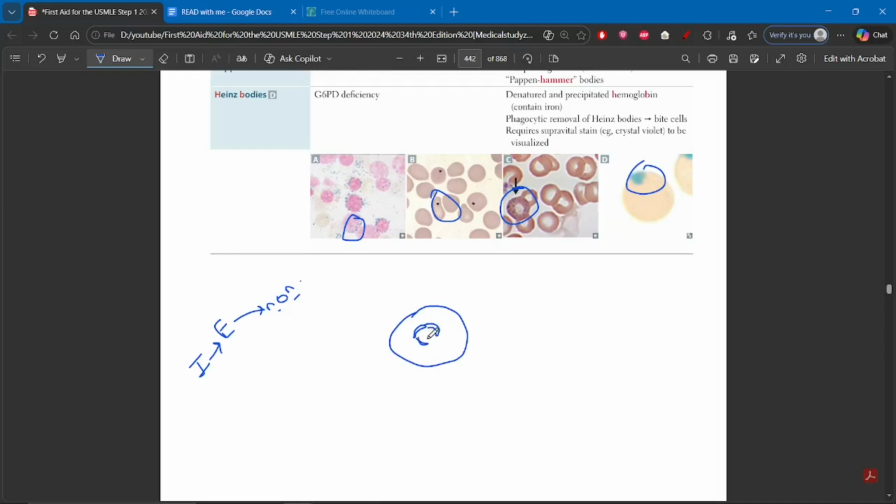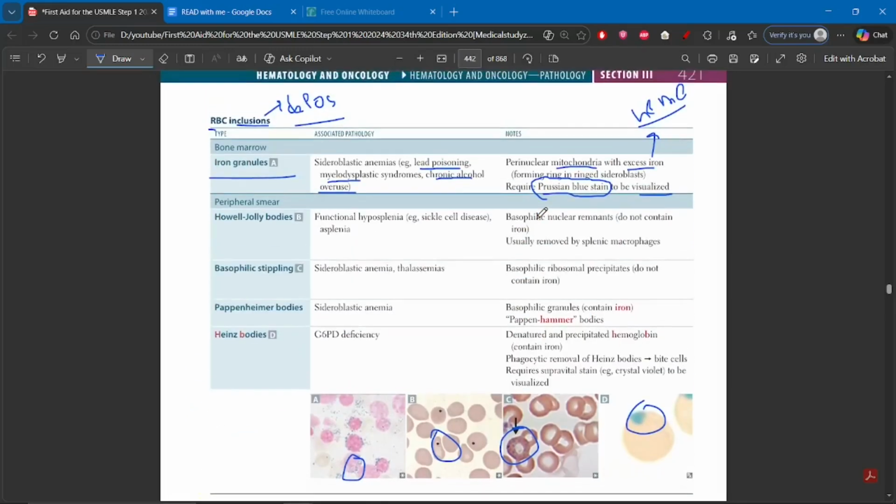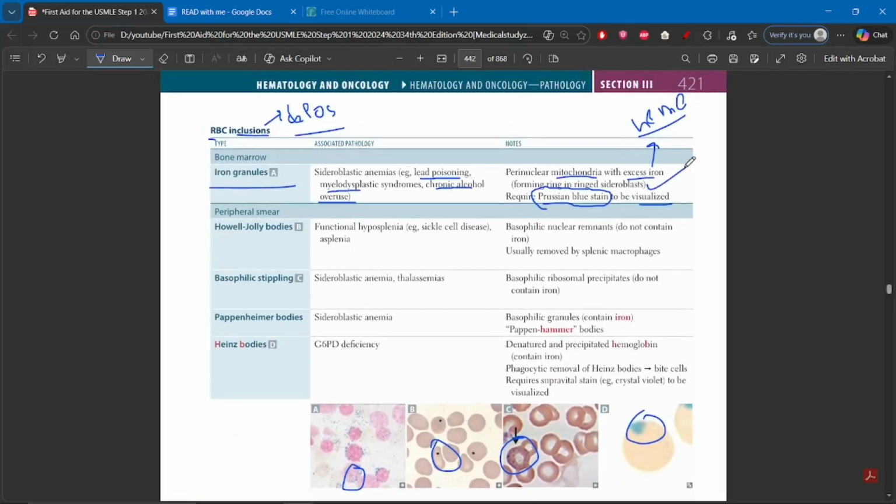So obviously, when you're going to stain these cells, you're going to get a visualization in the middle of the cell, which will be ring shaped. This is what you're going to get. So these will be called ringed sideroblasts, which is what is basically mentioned over here. So they can describe this in a question.